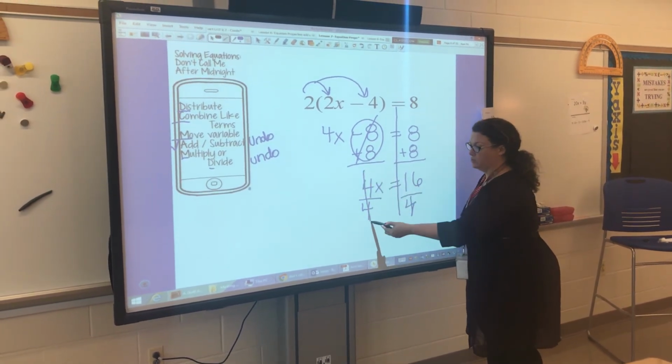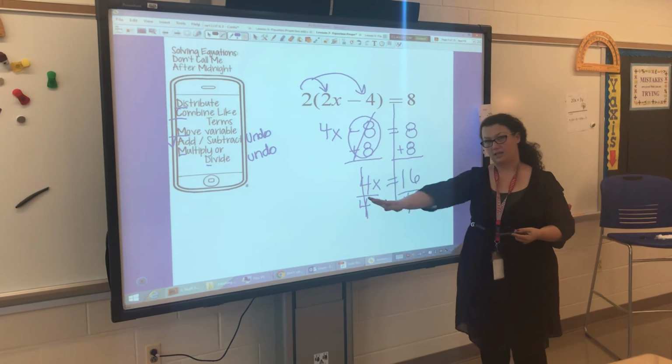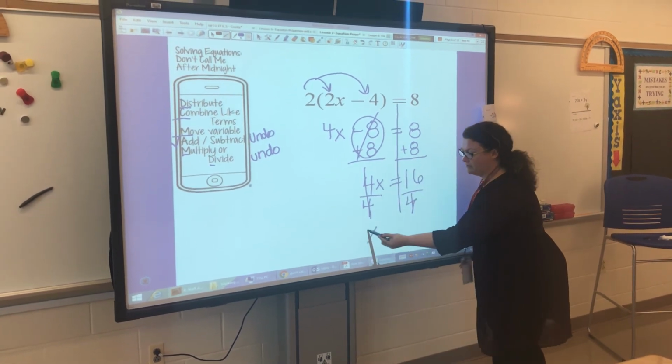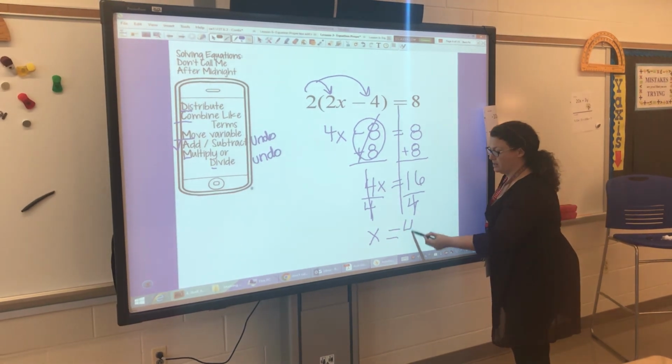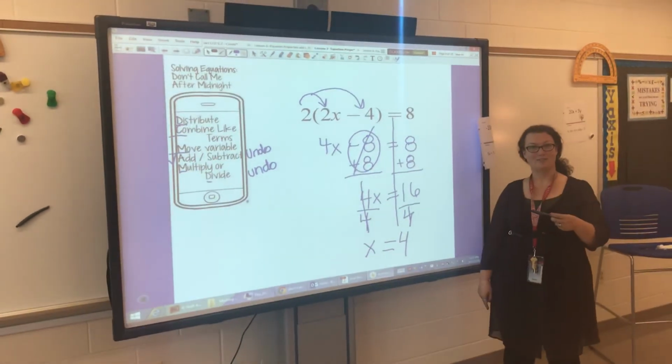4 divided by 4 is 1, so that tells me that that's out of there. That's canceled out. All I have left is my x, and that's exactly what I want. 16 divided by 4 is 4. That's the don't call me after midnight strategy.